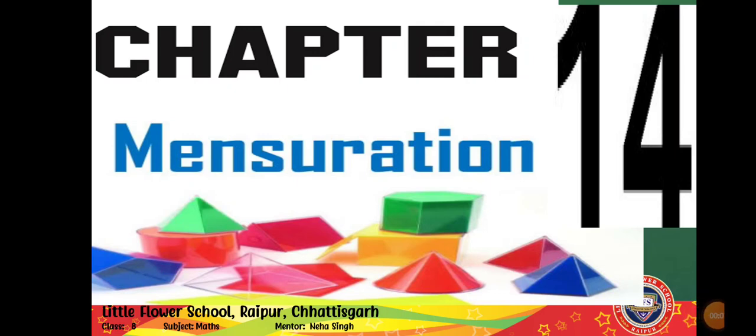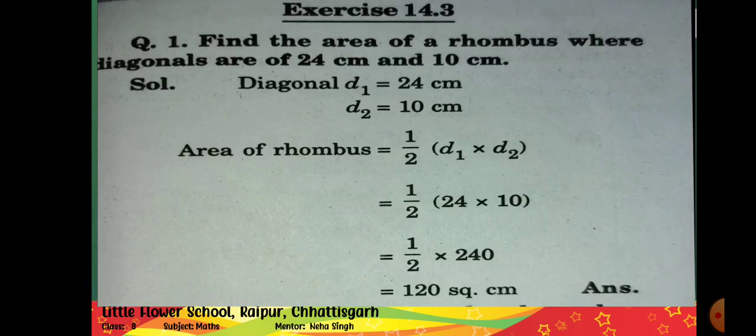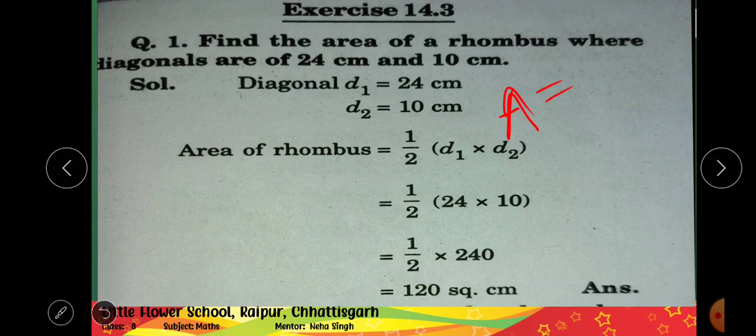Hello dear students, so we'll be starting with the next exercise, that is 14.3. The first question is, find the area of the rhombus. First of all, what will be the formula for area of rhombus? See, for the area of rhombus, there are two formulas. First is when the diagonals are given.